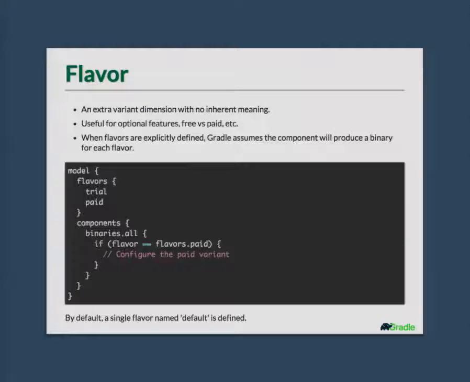So flavors. Flavors are another variant dimension. They don't have any kind of special meaning to Gradle. They're just a way for you to increase the number of binaries that you're producing for your components, and add special things, like if we're doing this, then we're going to add these extra arguments, we're going to add these extra defines, or whatever it is. The common example we always give is a free version versus a paid version of your application. But you can think of all sorts of different ways that you could use that. By default, there's a single flavor called default. We don't do anything special with flavors at all.